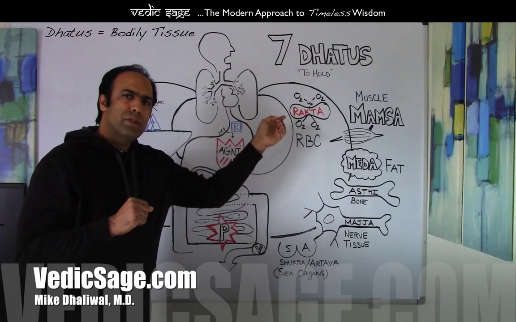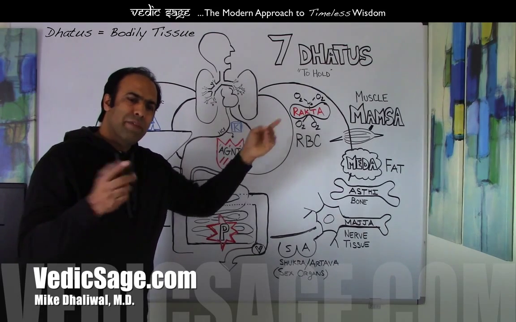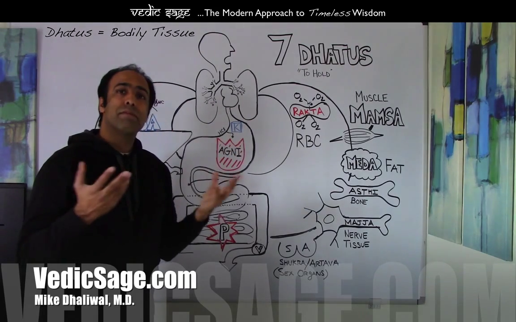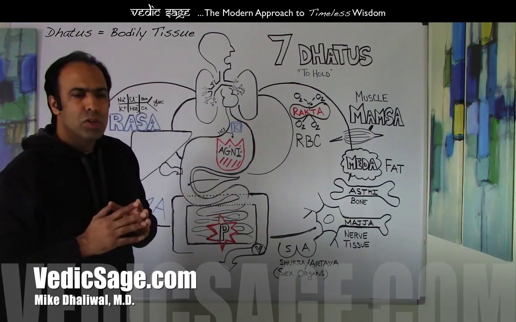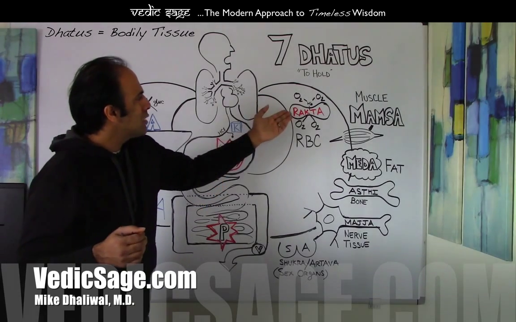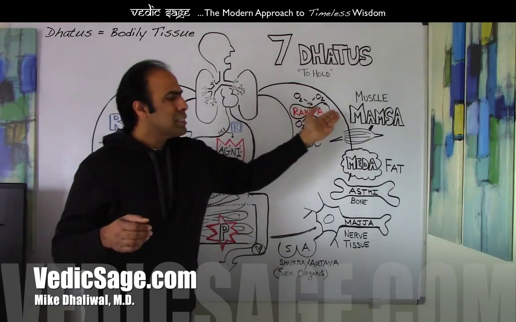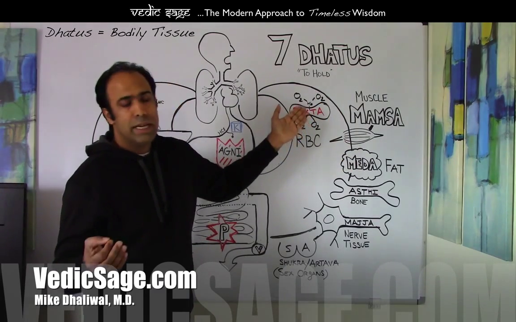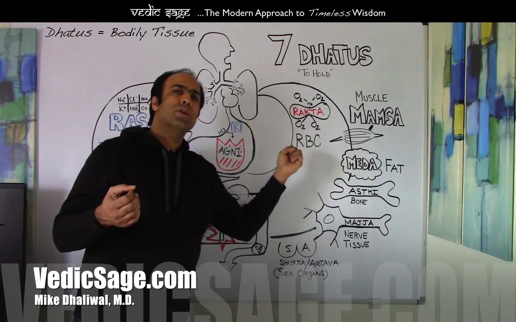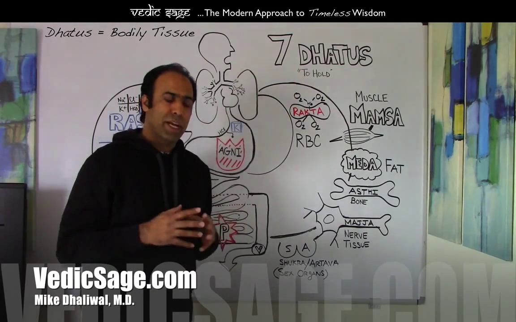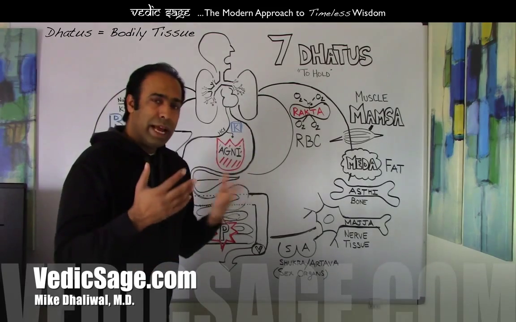The next major dhatu is rakta dhatu, which again, if you were to spin down that blood, the bottom portion, the hematocrit, is the red blood cells and platelets. So the red blood cells would pick up the oxygen from the alveoli of the lungs and transport that oxygen to the peripheral tissue. Likewise, the red blood cells would pick up the CO2 and take it back to the alveoli and allow us to breathe it off through gas exchange. So the red blood cells allow for gas exchange.